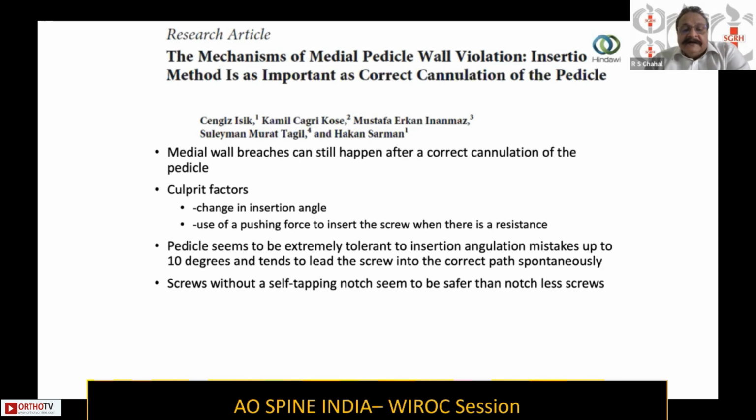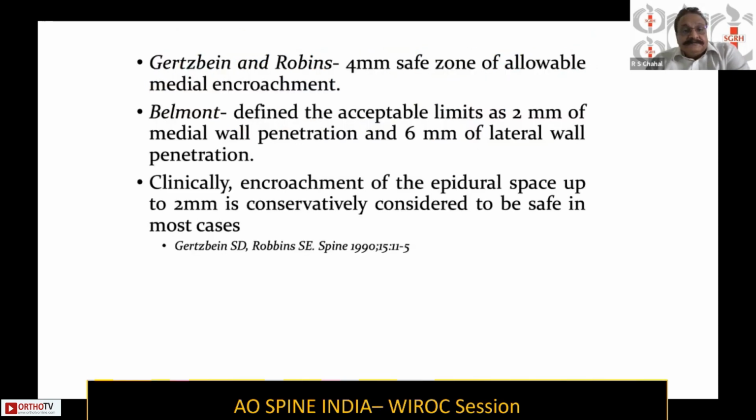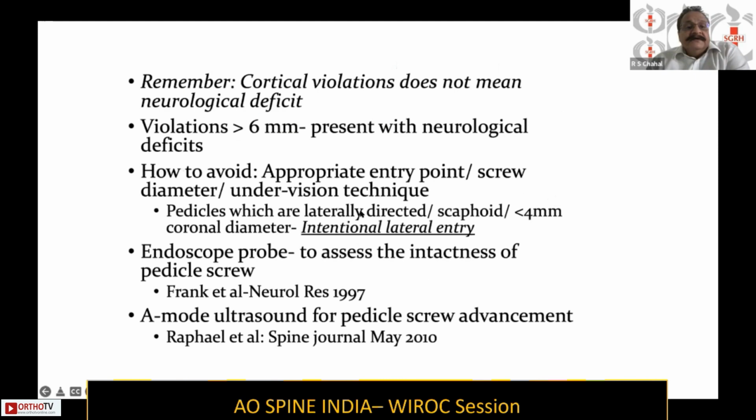Screws with tapping notch seem to be safer than notchless screws. Gertzbein and Robbins said a 4 millimeter safe zone is allowable. Learmonth said it is up to 6 millimeters. So it is important. This is an entity which basically depends on the clinical symptoms. Any breach, if it doesn't cause a symptom, is hardly noticed. The cortical violation doesn't always mean neurological deficit, but violation of more than 6 millimeter often presents with a neurological deficit.